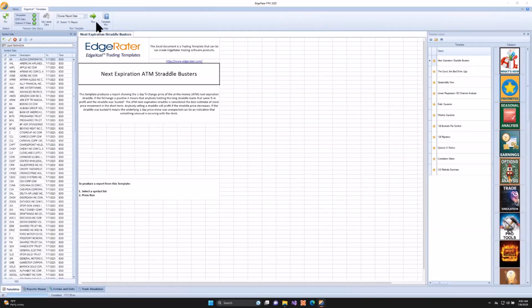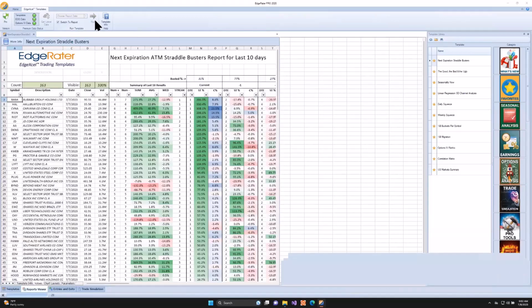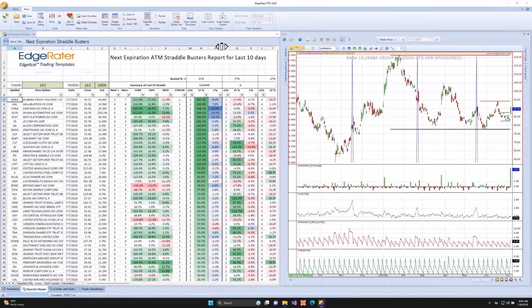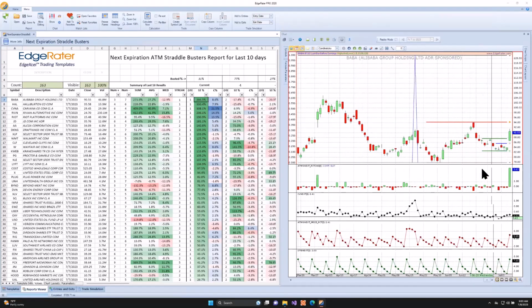So I'm just going to run this then for Friday. We'll do a quick review of the week. We'll find out what was the best in terms of busted straddles. And something interesting happened on Friday, in that the number of busted straddles that were over 100% was actually quite high. And the first one on the list is Alibaba.